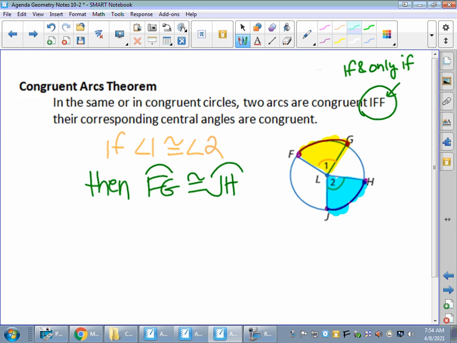Or I could go the other way around. If I knew that those two arcs were congruent, then I could say that angle 1 and angle 2 are congruent. So I can flip-flop this. So if you know the arcs, then you can say the angles are congruent. If you know the angles, then you can say the arcs are congruent.